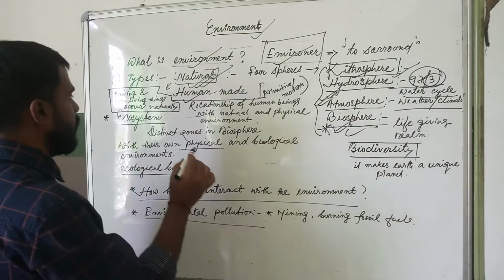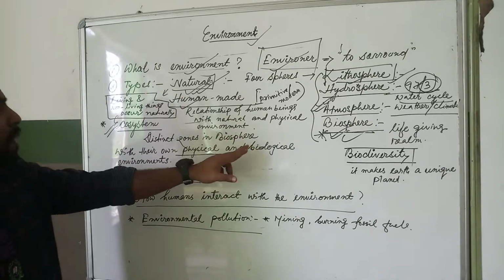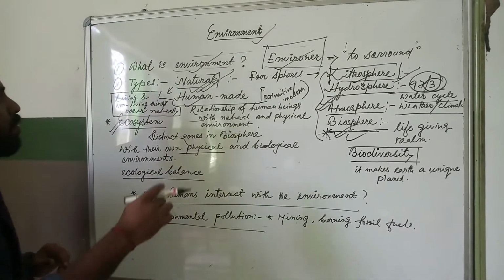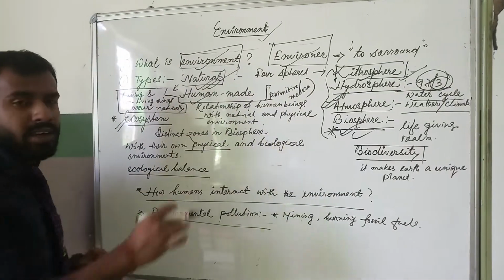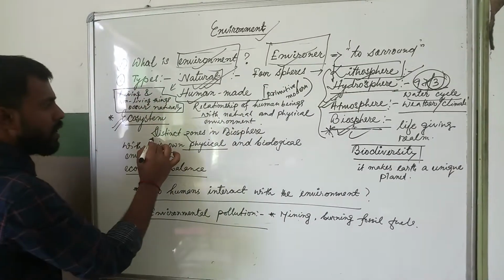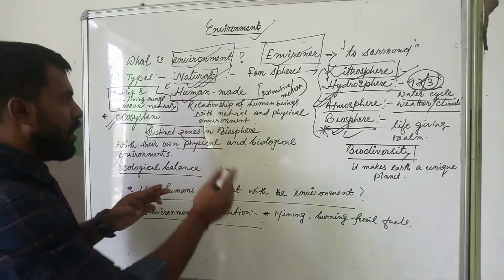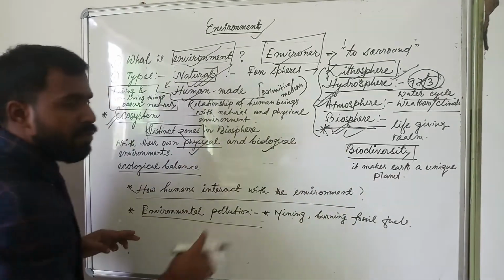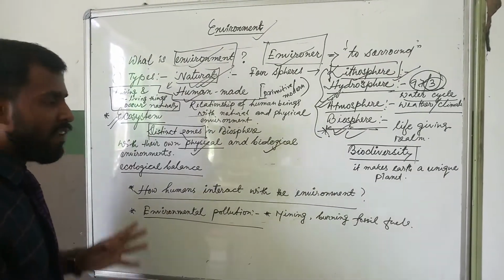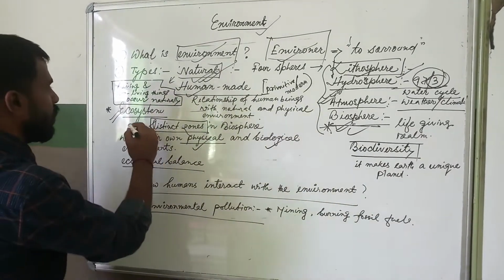The next topic is ecosystem. What is an ecosystem? Distinct zones in the biosphere with their own physical and biological environments. We have already learned about the environment, so I don't need to revise it once again. We only need to know the distinct zone. That means living and non-living things, with their physical and biological elements, help each other and create a zone of life. The zone is called an ecosystem.